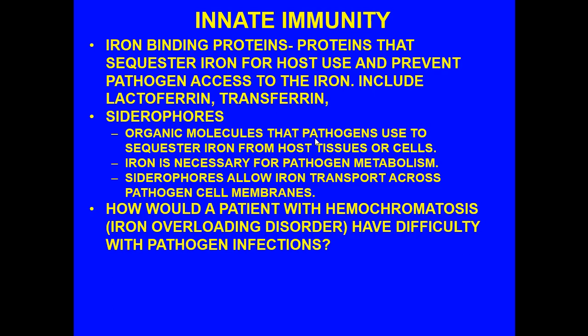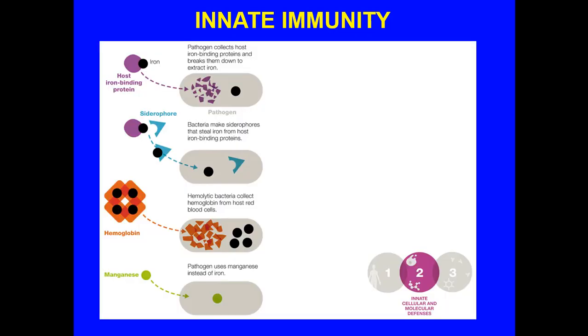It can have deleterious effects on the liver and a variety of other organs, but here's the other problem. You can't keep it totally sequestered against pathogens, and so now the individual has a higher risk of pathogen infections if they have high levels of iron in their blood and in their tissues. So a patient with hemochromatosis has a higher risk of infections. That's just to give you something to think about.